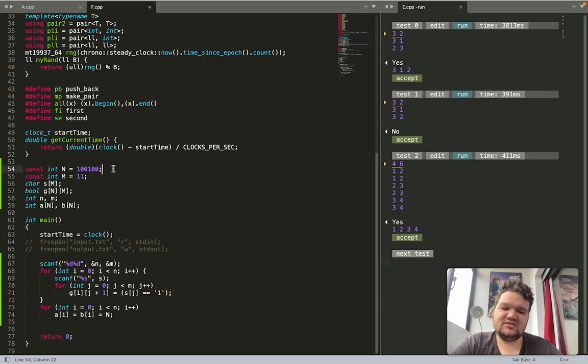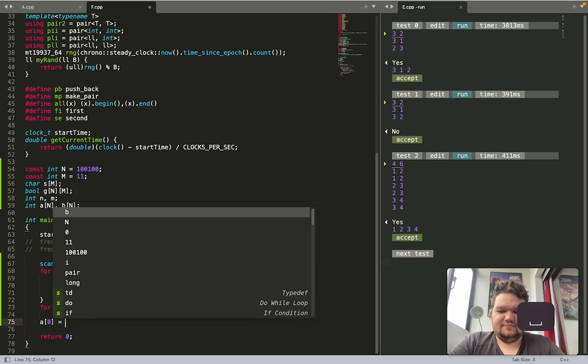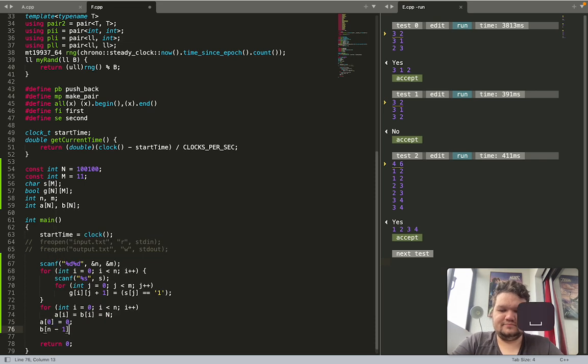All our distances are at most n, so big N can be infinity. So A will be the distance from the start to every vertex, and B is the distance from the end to every vertex using the reversed edges.